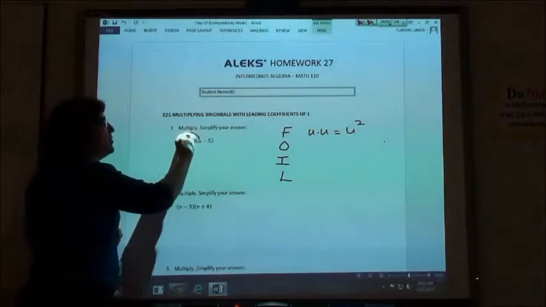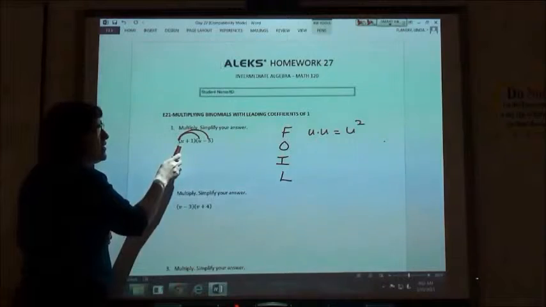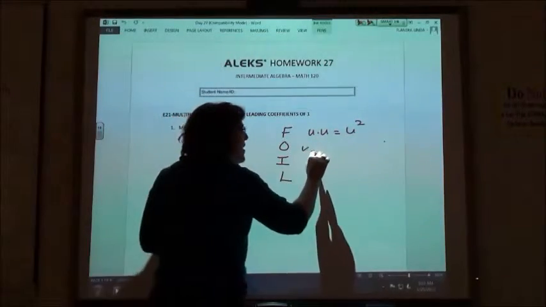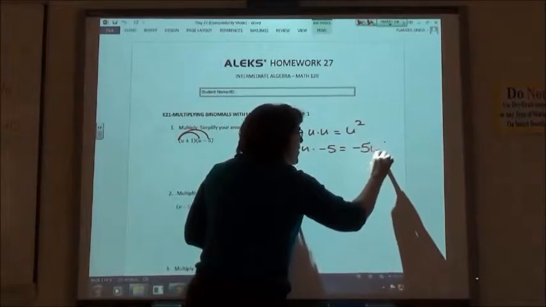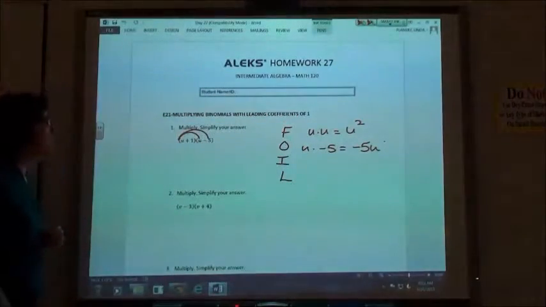Then I'm going to do the outside pair. So I'm going to take the u times the minus 5. If I take u times minus 5 in algebra, we just put the number right in front of our variable, so we just have negative 5u.